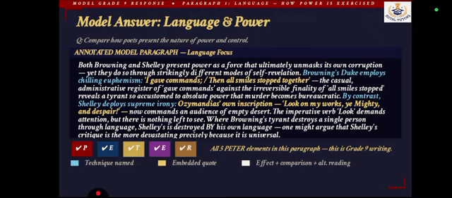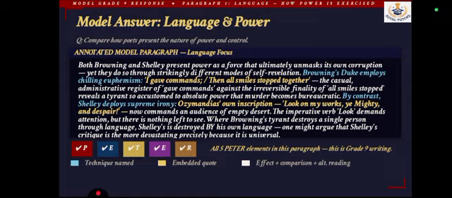Both Browning and Shelley represent power as a force that ultimately unmasks its own corruption, yet they do so through strikingly different methods of self-revelation. Browning's Duke employs chilling euphemism: "I gave commands, then all smiles stopped together." The casual administrative register of "gave commands" against the irreversible finality of "all smiles stopped" reveals a tyrant so accustomed to absolute power that murder becomes bureaucratic.